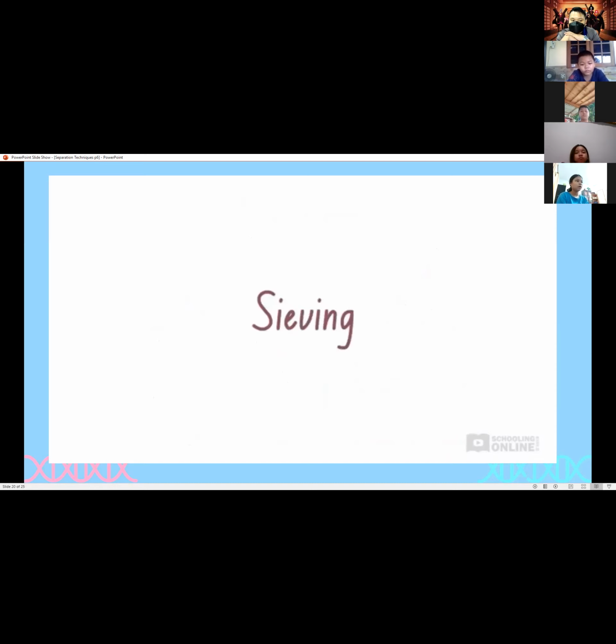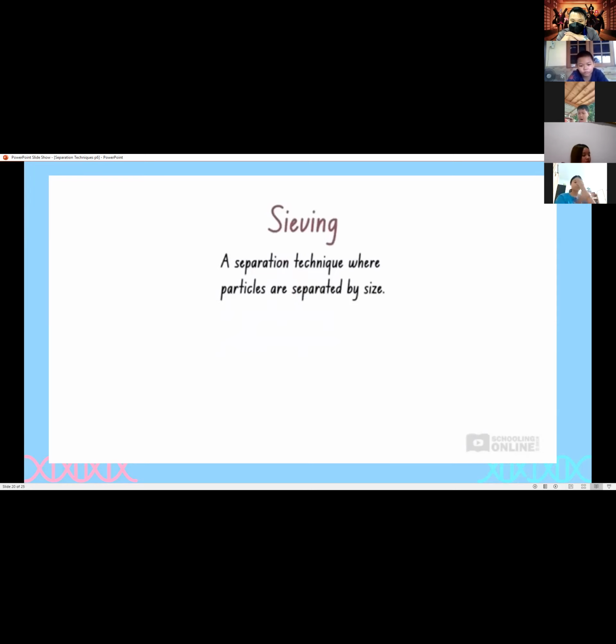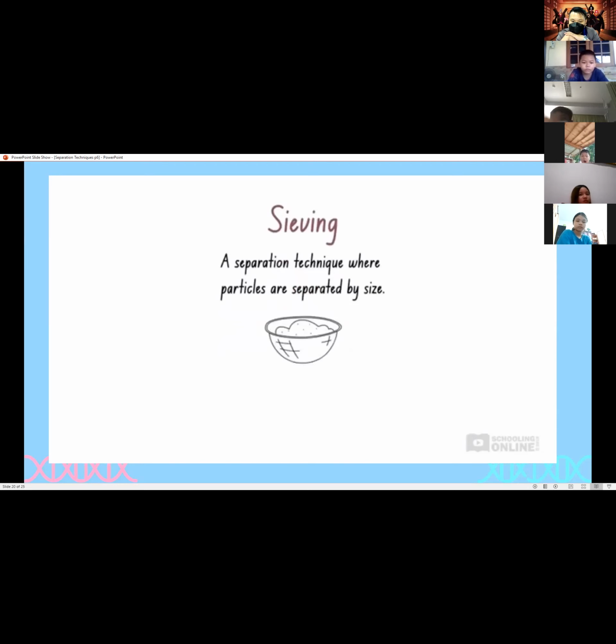Sometimes, the major difference between two or more components in a mixture is particle size. As mentioned in our lesson on pure substances and mixtures, sieving is a separation technique where particles are separated by size. Substances with particles that are smaller than the holes in the sieve will pass through, while substances with larger particles will collect in the sieve.